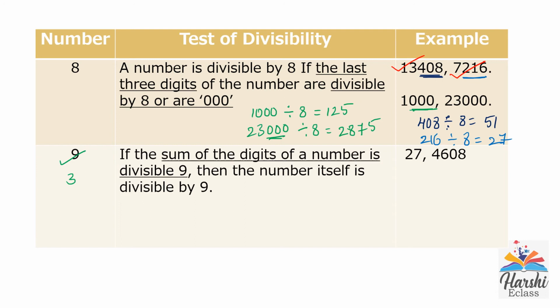Next 4,608. 4 plus 6 is 10. 10 plus 8 is 18. 18 is divisible by 9. So 4,608 is also completely divisible by 9 without leaving any remainder. This rule is similar to number 3.